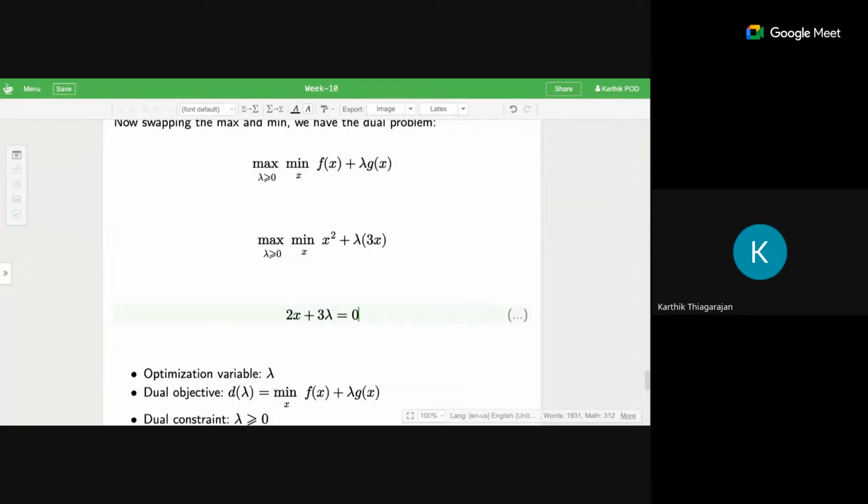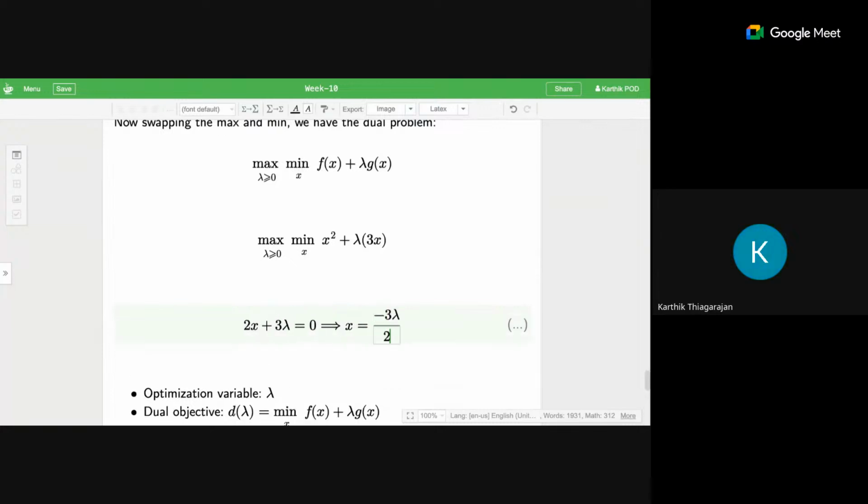This is like a convex parabola, right? So it will have a minimum. Where will the minimum occur? It will occur at x equal to minus 3 lambda by 2. So what you do now is substitute this back there. This whole problem becomes max over lambda greater than or equal to 0 of 9 lambda square by 4 plus 3 lambda times x, which is minus 9 lambda square by 2.